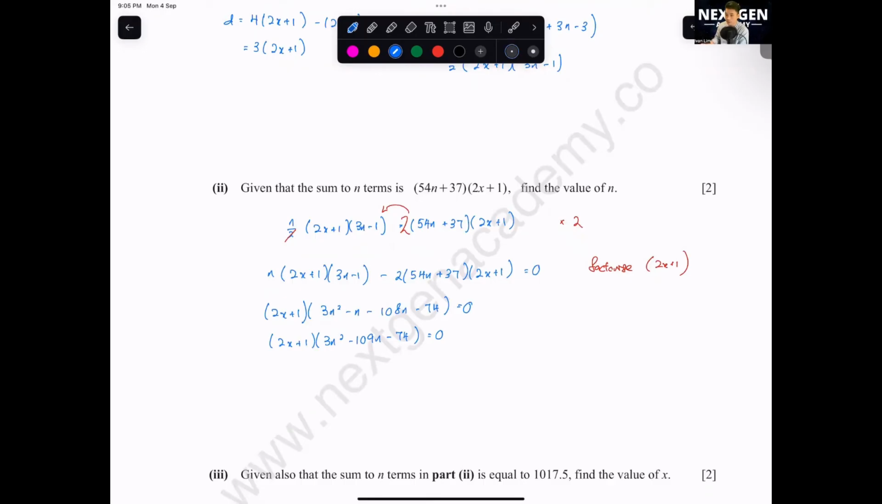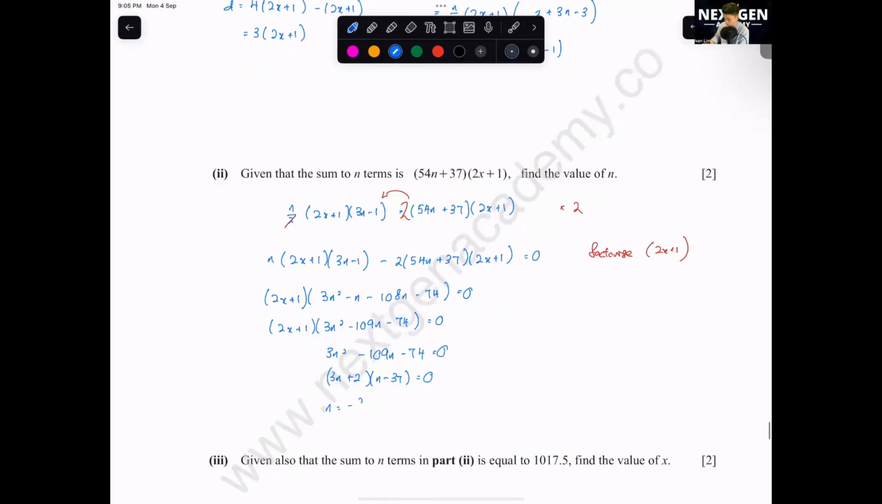Okay, we got this part here, right? We factorize the 3n squared minus 108 and minus 74. Okay, we go and solve this one. This one, no value, okay? We want to find for n, not x. So solve for this one, 3n squared minus 10n, 9n minus 74 equals to 0. You get 3n plus 2, n minus 37 equals to 0. n is negative 2 over 3, n equals to 37.